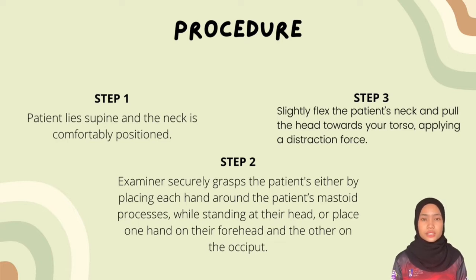Then the examiner securely grabs the patient either by placing each hand around the patient's mastoid processes while standing at their head, or placing one hand on their forehead and the other one on the occiput. Lastly, slightly flex the patient's neck and pull the head towards your torso, applying a distraction force.